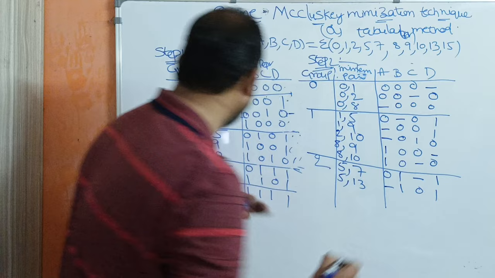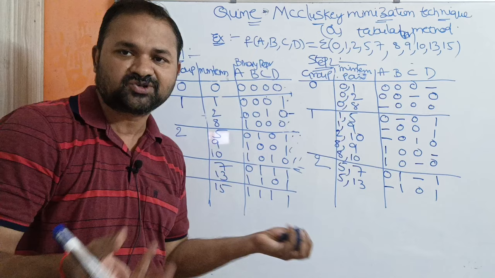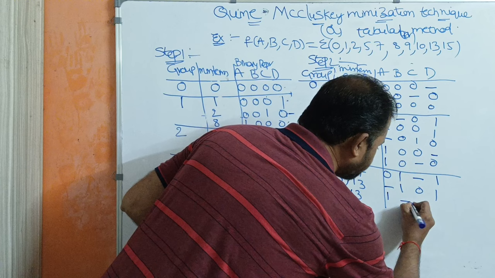Next to compare 9 with 7. 9 with 7. One variable, 0, 1, 2. 9 with 7, they are not in ascending order, so there is no need to make any comparison. Next 9 with 13. What is the difference? 4. So there may be a possibility. So 9 with 13: 1, dash, 0, 1.